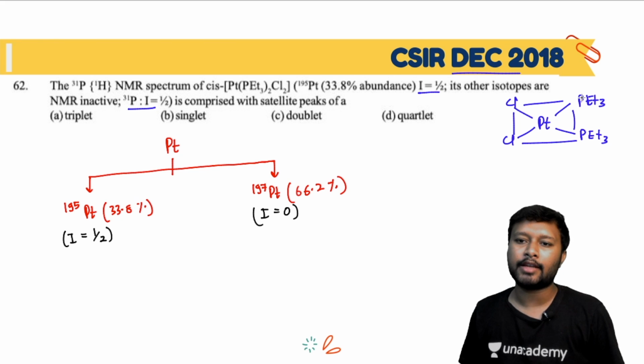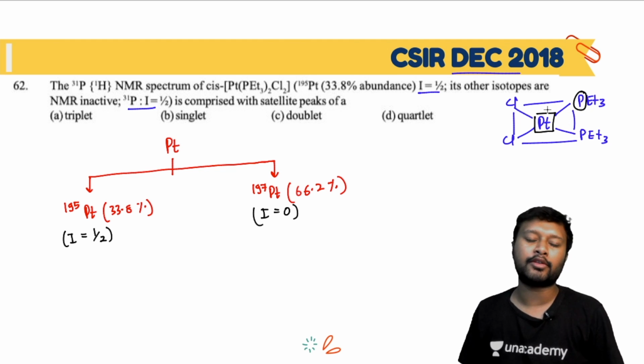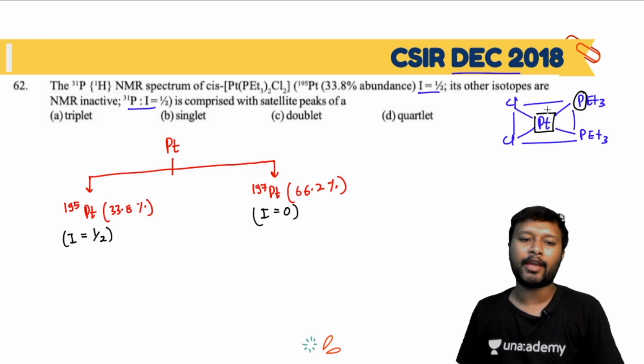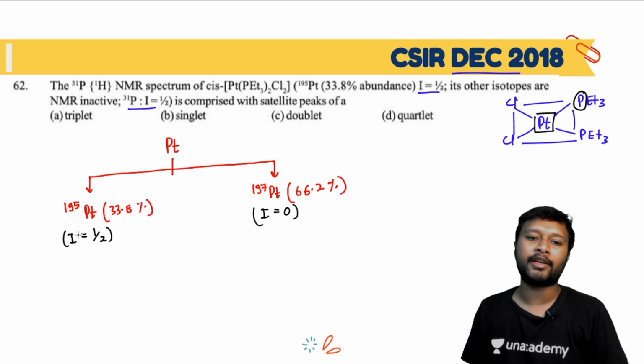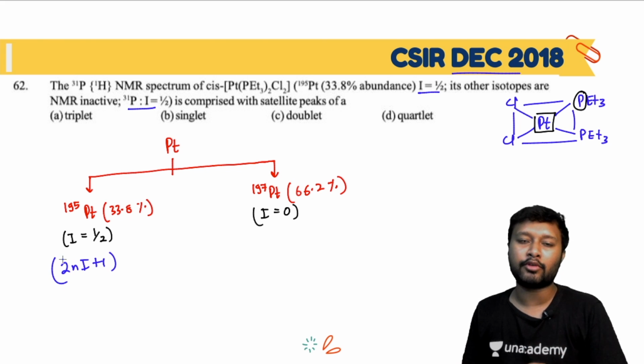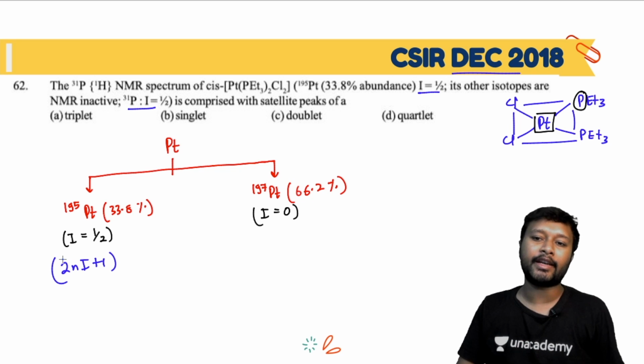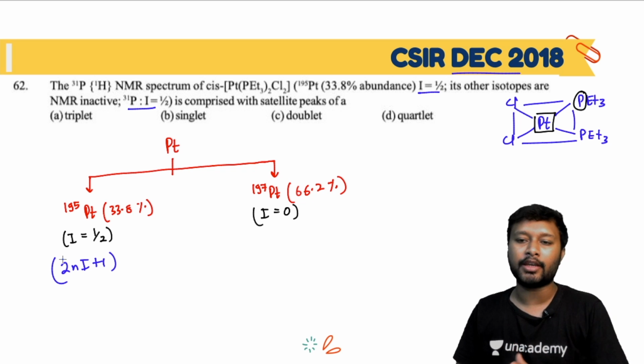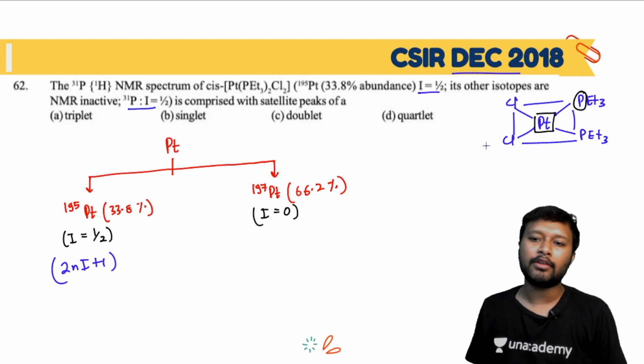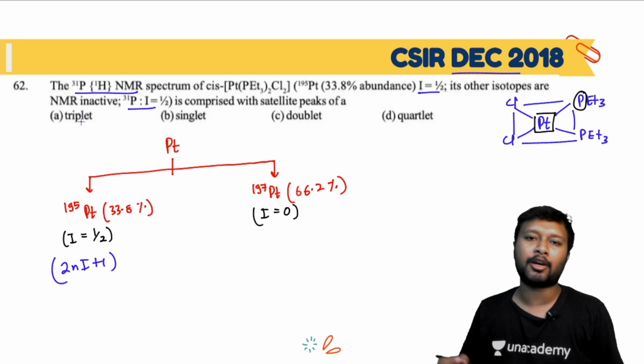Now you can see that the phosphorus is going to get split because of the platinum over here. Platinum is going to cause that splitting in this particular phosphorus, and the platinum is of 2 types. So this particular platinum is going to split it into how many lines? The number of splitting is calculated by the formula 2nI plus 1. Who is going to split? Platinum is going to split. And who is going to get split? Phosphorus is going to get split. You have to make sure of this, because you are doing phosphorus NMR obviously, right?